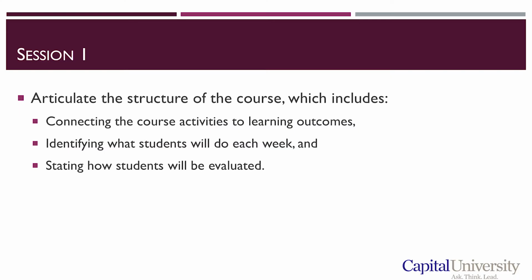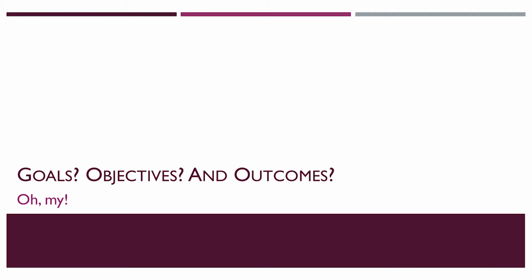All right, so this is session 1. Again, you're going to articulate the structure of your course, you're going to connect your course activities to your learning outcomes, you're going to identify what students will do each week, and you're going to state how the students will be evaluated. So we're going to start with those goals, objectives, and outcomes.